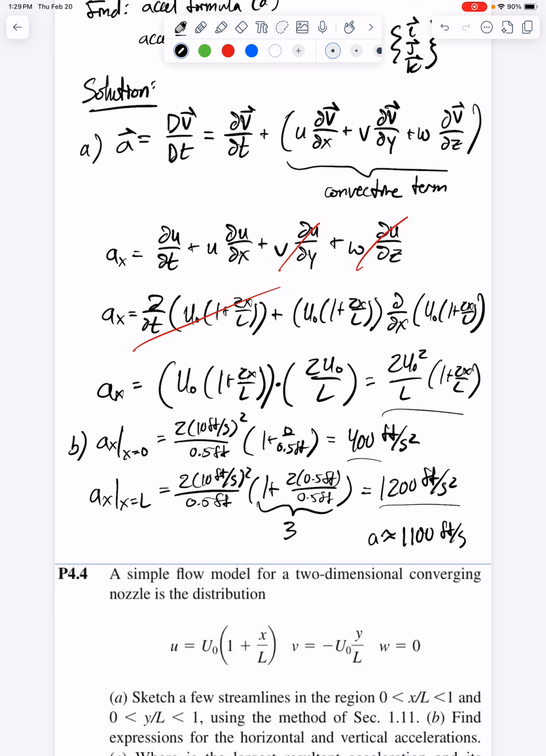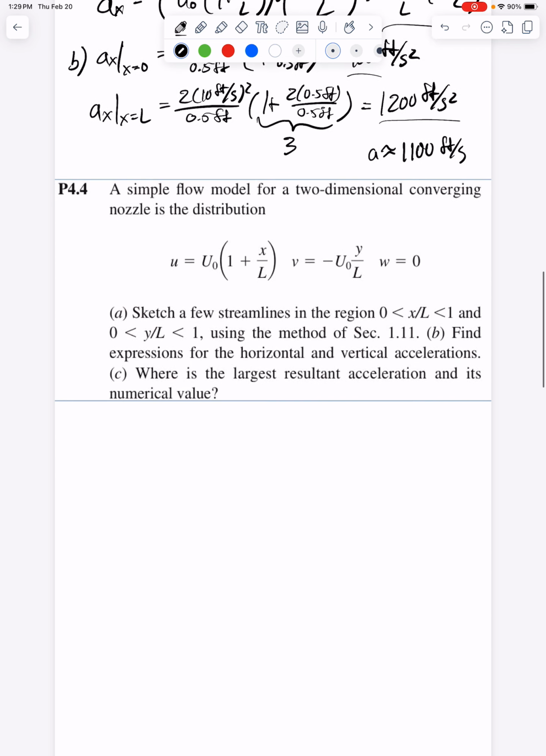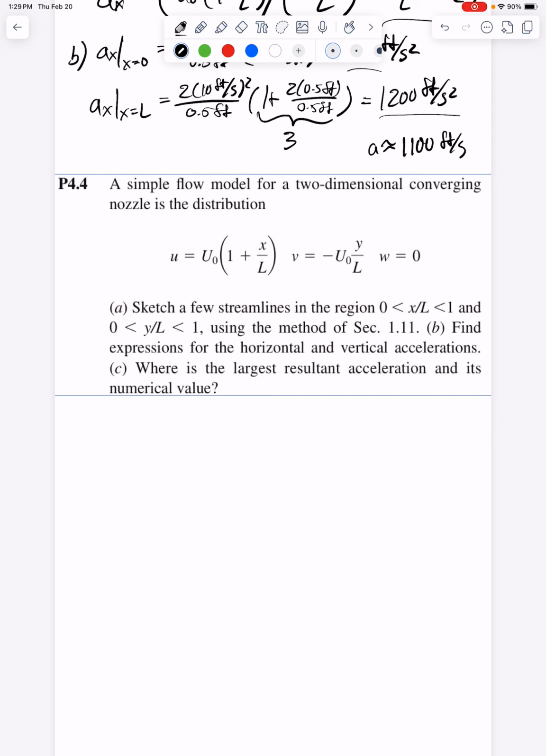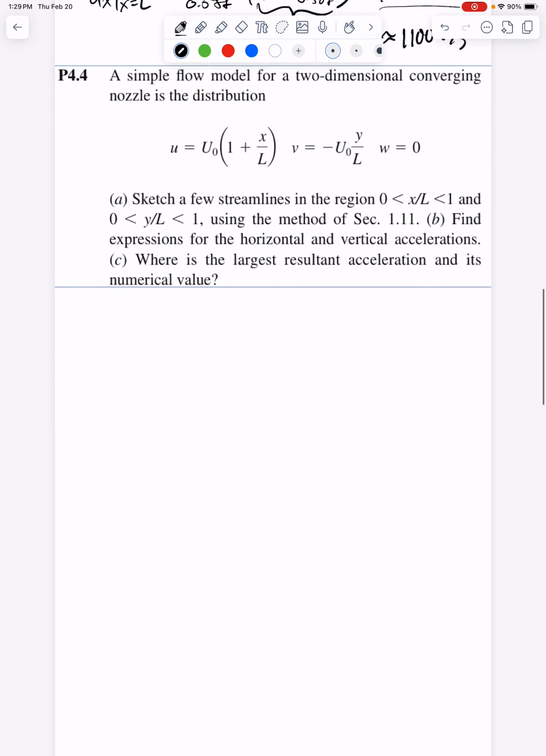Okay. If there are no questions, I will now move to the next problem, which is actually similar to the first problem, but now it's 2-dimensional. So same converging nozzle, but now we're going to factor in the y component. Still no z component though, so it's not 3D, it's 2D. So let me redraw a schematic. Here's my converging nozzle.